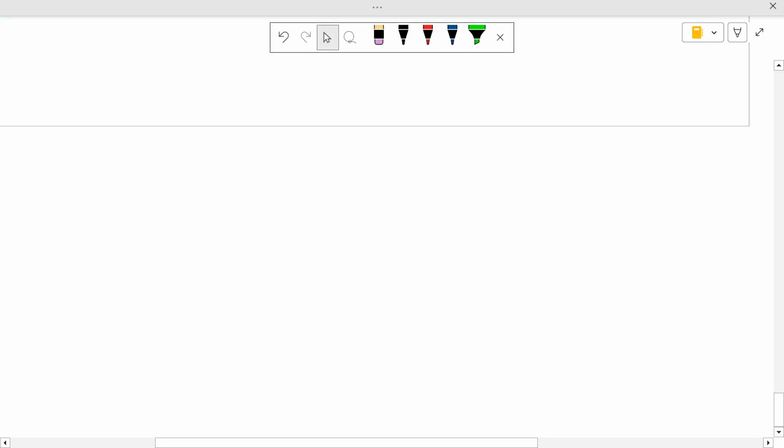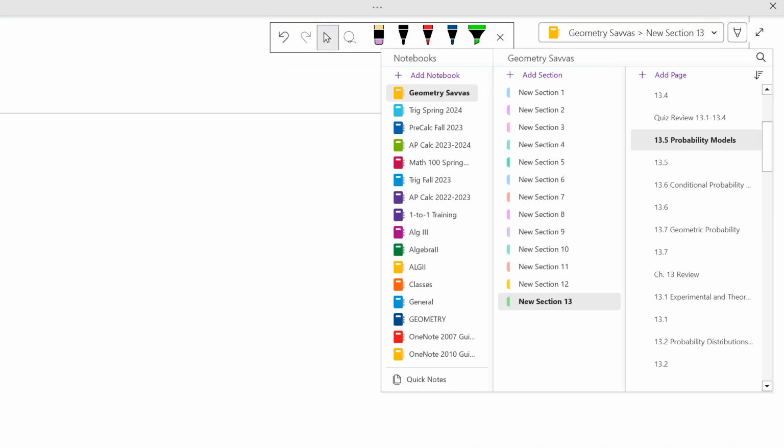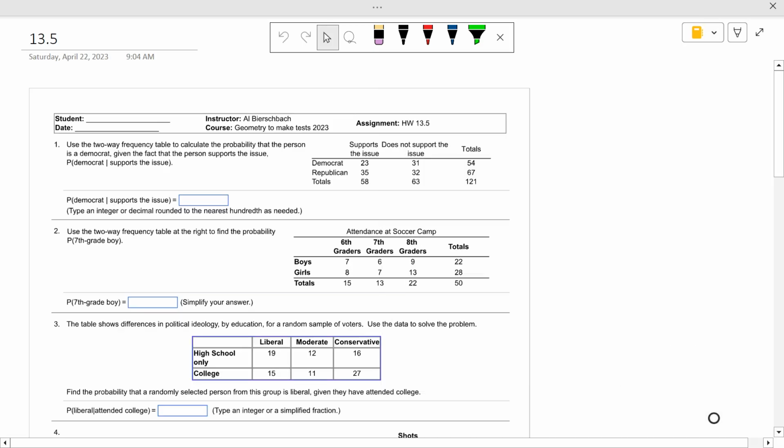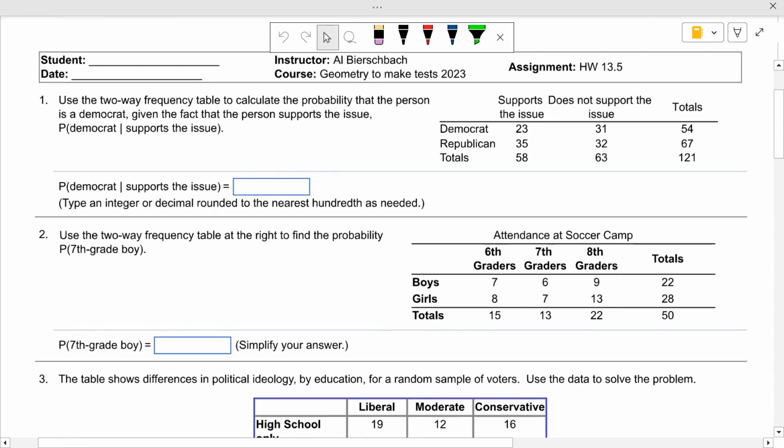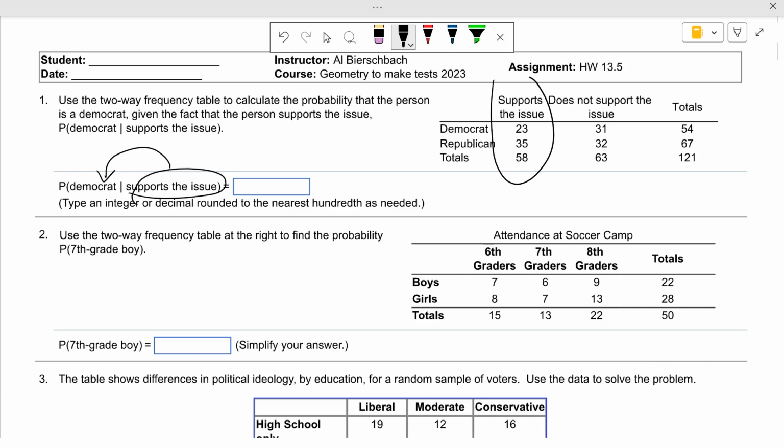All right. So let's go to what we'll see on the assignment. Now, what you do is you look at this first, because it depends on this. So you look at the ones that support the issue. Of those that supported the issue, how many were Democrats? Well, of the 58 people, 23 were Democrats.